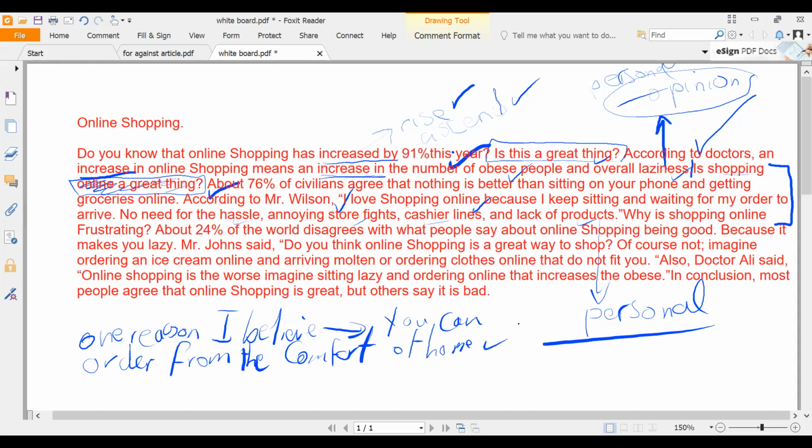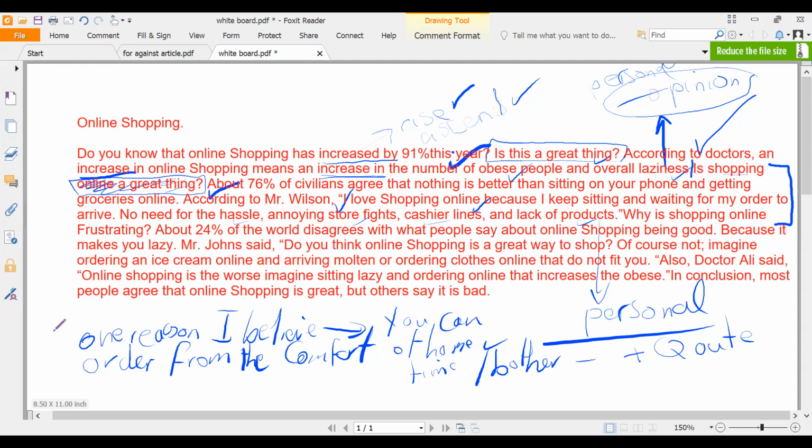Okay, so you can say it saves time. You can say there is no way to bother yourself and to go to markets or groceries on your own. You can do this in the comfort of your home. Then you can use the quote of Mr. Wilson as a way to support your point.